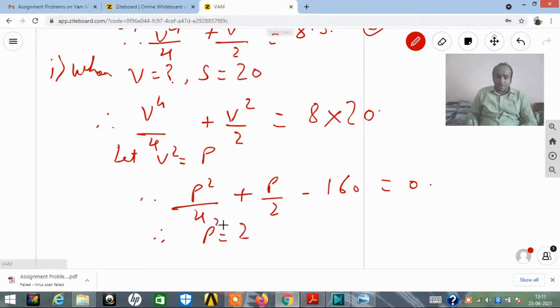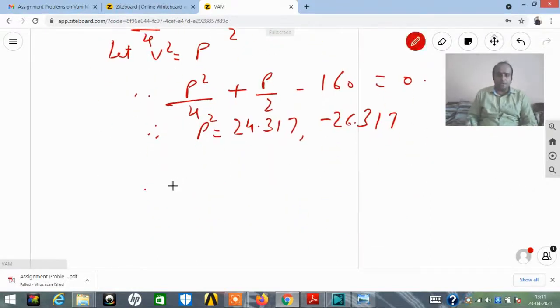P is equal to 24.317 or minus 26.317. Since v square is nothing but p, the negative value we have to neglect. So we are neglecting it and proceeding ahead.